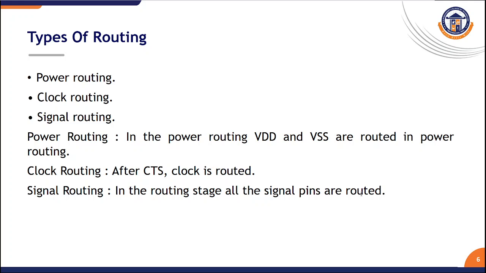Signal routing connects all the remaining logical signals in the design. This includes data path, control signals, enable and reset signals. Signal routing must avoid congestion, meet timing, and reduce crosstalk.